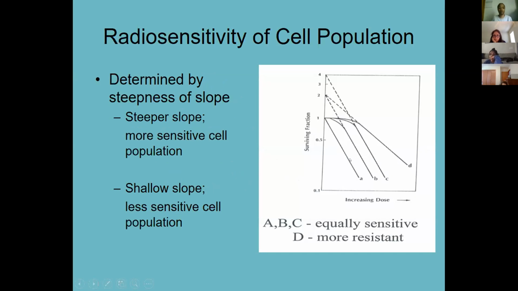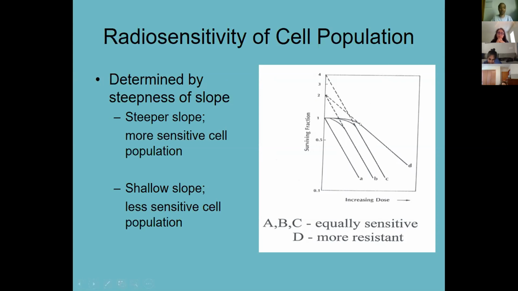If we look at this graph, and it is a little bit distorted, but here we have curve A. Curve A is exponential. Curves B, C, and D are all sigmoidal. So here's the straight line portion of A. Here's the straight line portion of B. Here's the straight line portion of C. They are all essentially parallel. They have the same slope. That means they are equally sensitive to radiation.